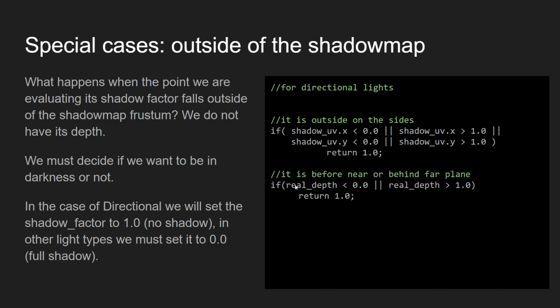And also, what happens if it's behind or in front of the shadow map? We can check the real depth to see if it's behind or in front of it. Okay, in this case, here I'm always putting 1. In the case of a cone, if we are rendering spotlights, it will make more sense to put 0.